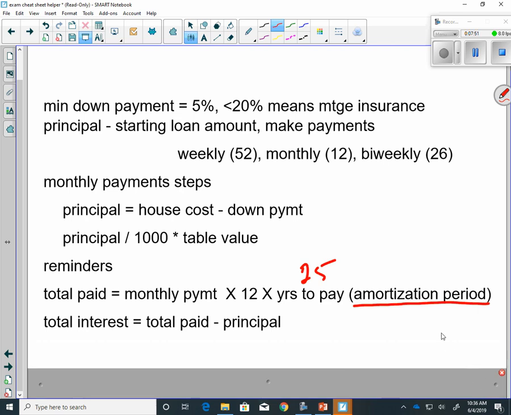Looks like that's it for this page. There's plenty more. Big, big unit.